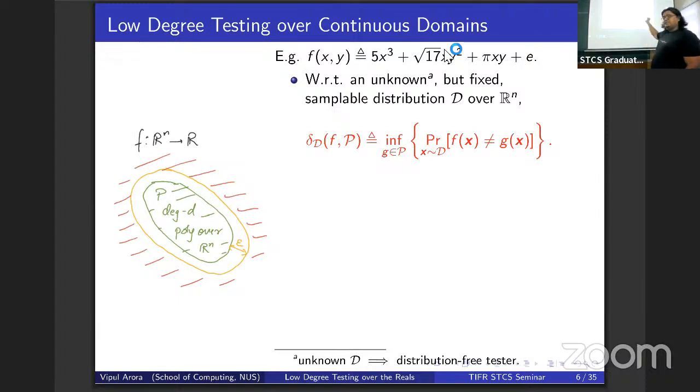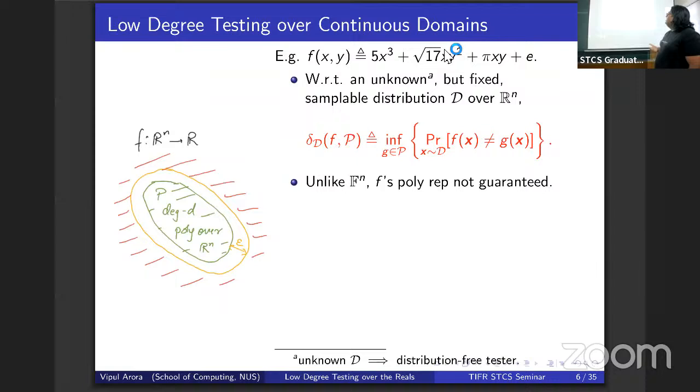So spiritually, it's the same as the earlier notion of distance. Just instead of the uniform distribution, you have a weighted distribution. And because we are taking an unknown distribution, we end up getting a distribution-free tester. We do not assume any knowledge about the distribution to start with. But you assume we can take samples from it? Yes, with sample access.